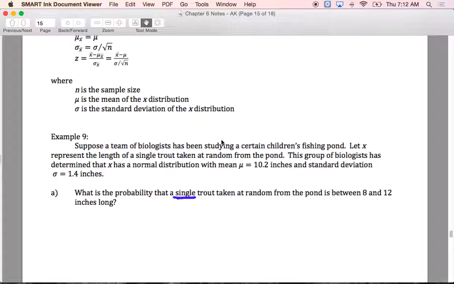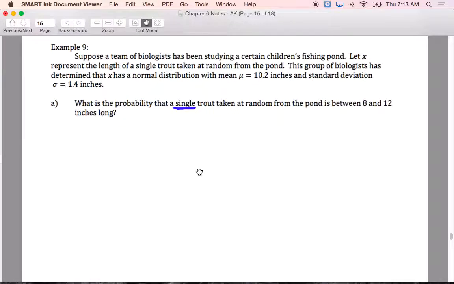So that means we do not have to change our numbers because you're just looking at one single trout. If they would have said, what's the probability of 10 trout taken at random, then we have to do some changing to our numbers. So for example, 9a here, it's going to be exactly like we were doing in 6.3. There is no change at all yet. So remember what we did. If they want the probability that we are between 8 and 12, they are saying, what's the probability that x is between 8 and 12? So going through our steps, we have to first change x to z, then we can use our probability table.